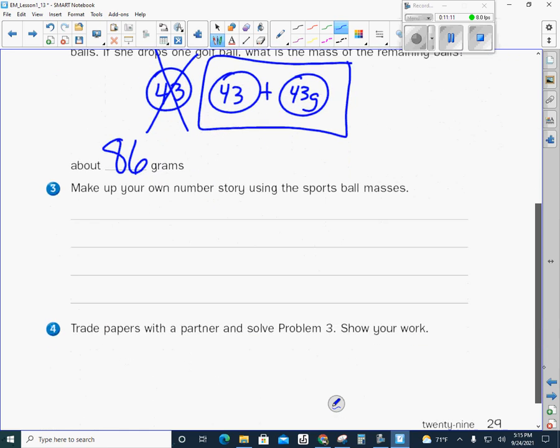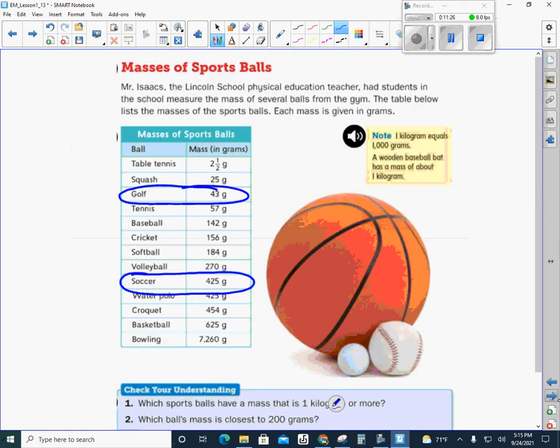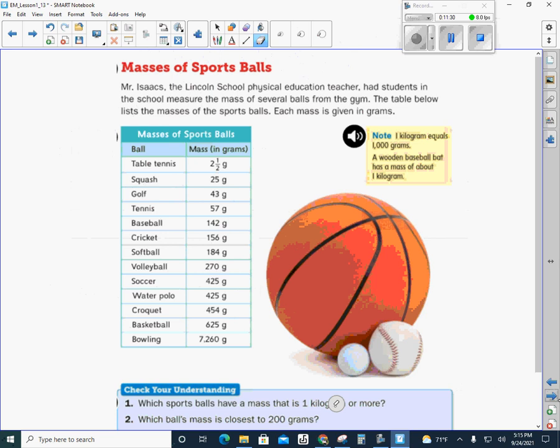And then for number 3, they wanted you to make up your own number story using the sports ball masses. If you were in class, we could trade papers with a partner to solve each other's problems. I will go ahead and leave you with this page here so that you can see these masses. You can pause the video and come up with a problem on your own.